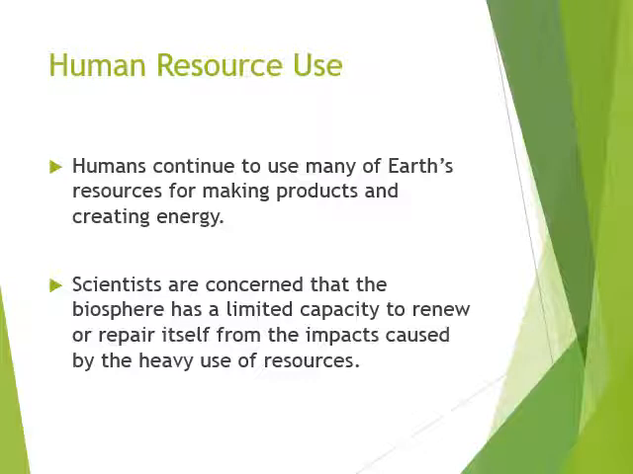One big thing to look at is human resource use. Humans continue to use many of Earth's resources for making products and creating energy. We use lots of non-renewable resources to make things or to make energy. Scientists are concerned that the biosphere has a limited capacity to renew or repair itself from the impacts caused by the heavy use of resources. Some resources, for example trees to make things out of the wood, we might not be able to replant quickly enough for the big areas of forest that we're cutting down. We're also cutting down areas of forest to make way for buildings and farmland. So some of the areas that we're damaging might not be able to repair themselves. That's something we're looking at.